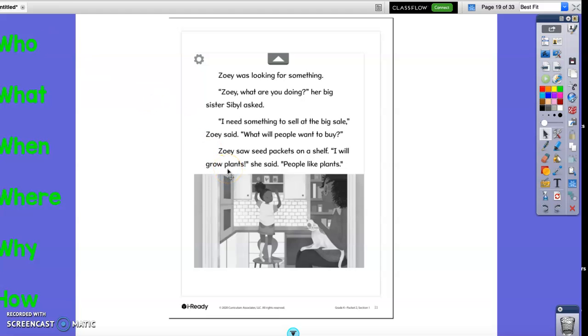So, who's in this story right now? So far, we've been introduced to Zoe and her sister, Sybil, right? Okay. What's going on? Can you tell me what's going on? What is Zoe doing? Good. She's looking for something to sell, right? Why is she looking for something to sell? So we know who, we know what. Why is she looking for something to sell? Because there's a sale going on, right? Good. Okay. What else has she decided? She was looking for something, and then she needed to find out what people wanted to buy. So what did Zoe decide? She decided that she was going to grow what? She found the seed packets, and she was going to grow great plants. So we knew who, what, and why, right?